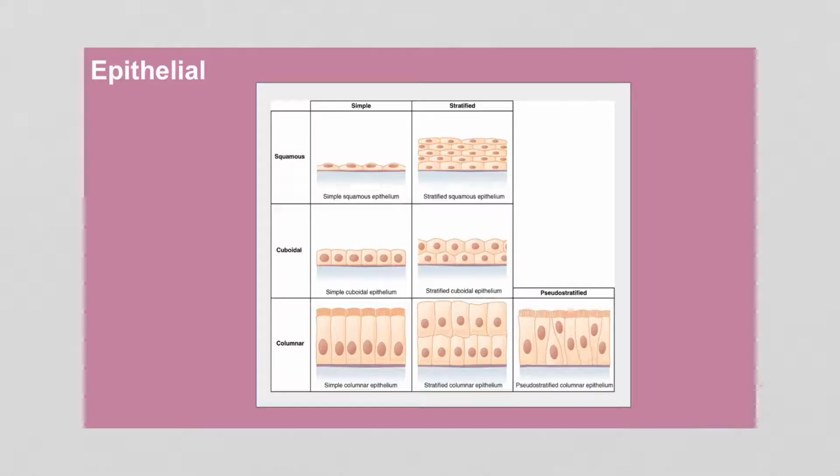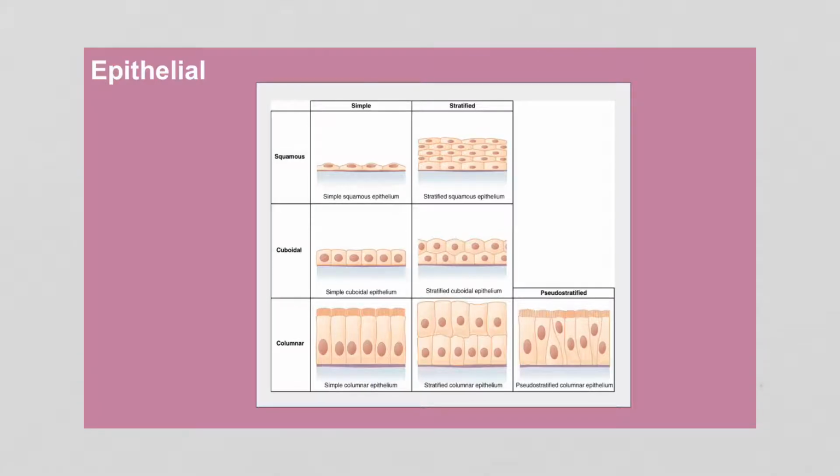Okay? We can find stratified cuboidal in the ducts of certain glands. Stratified columnar we find in the pharynx and the male urethra. And the pseudostratified columnar we find in many different places, but the one that we're going to look at in lab is within the trachea.